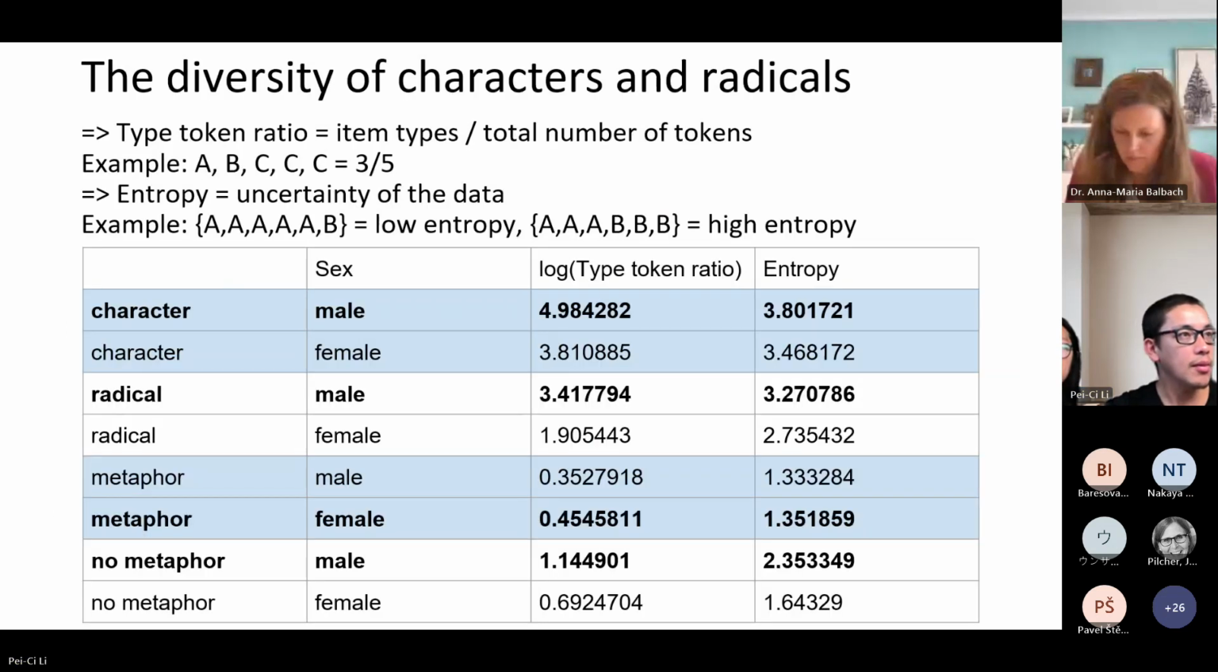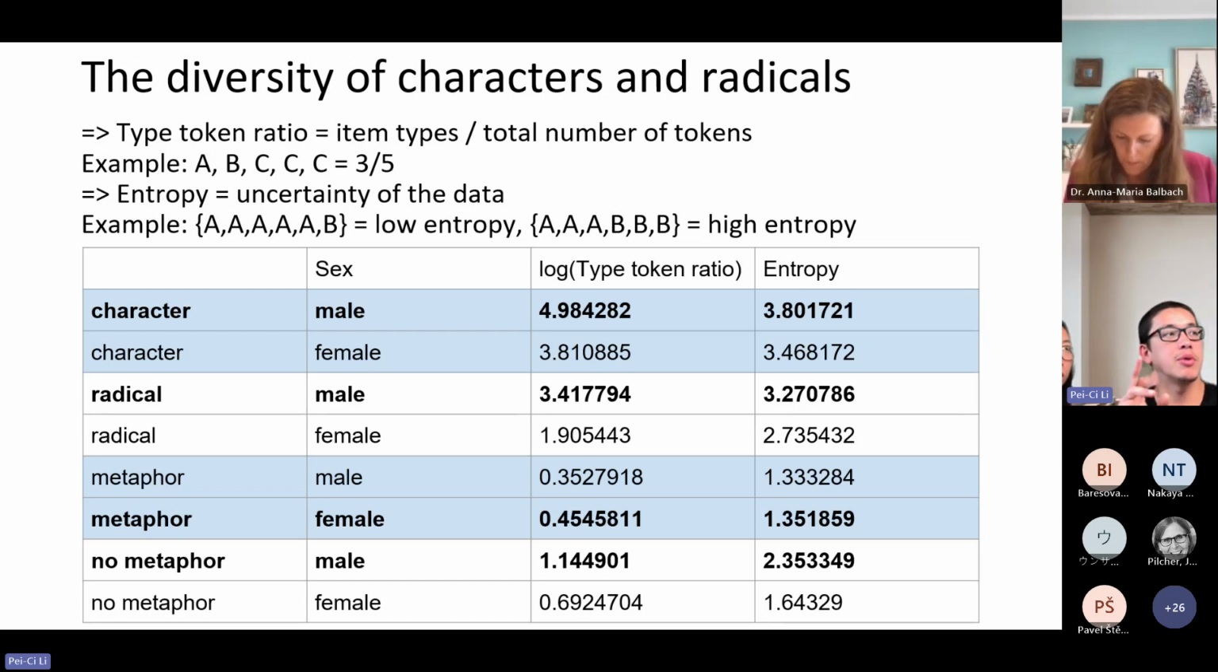We were also interested in quantifying the diversity of different variables between male and females. As some other presentations also talked about, like the previous one on Japanese also mentioned the difference of diversity between male and female. What we used to measure that are two very similar measures. One is type token ratio. Basically we divide the item types by the tokens, and the higher it gets, the more diversity you get in the data. And entropy reflects the uncertainty of the data. Same, the higher it gets, the more diverse the data is.